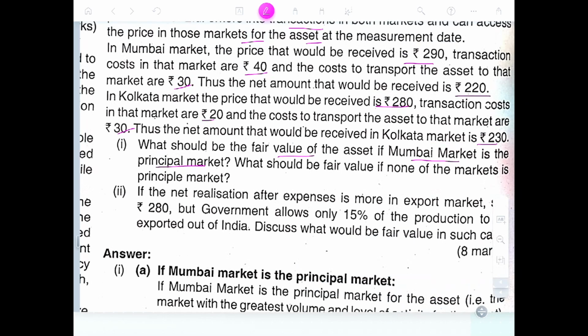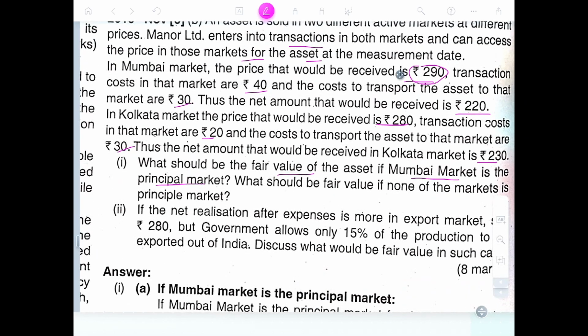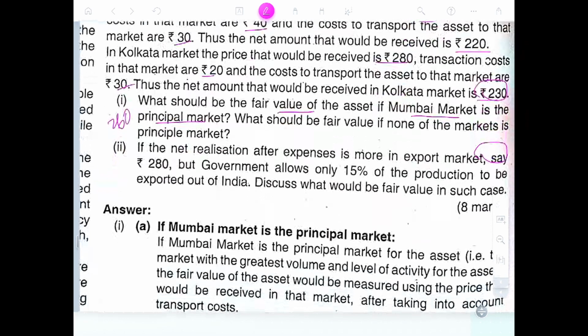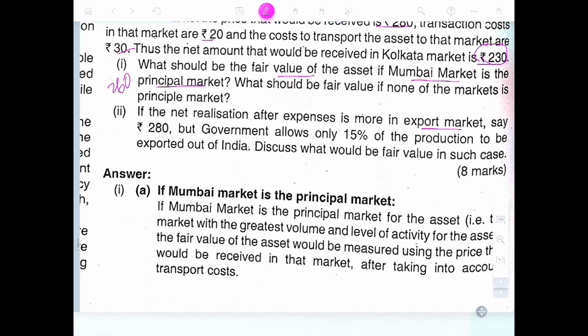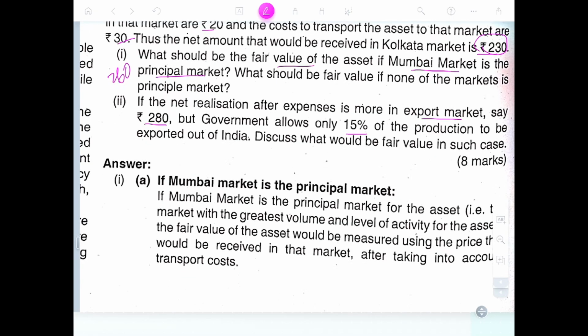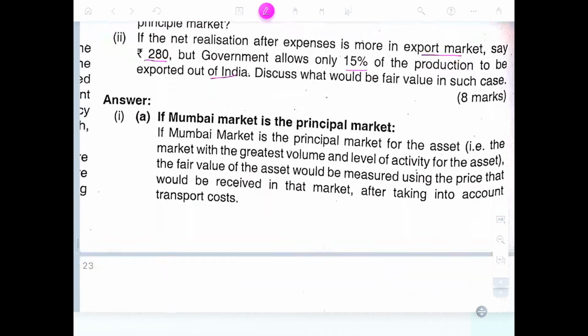Fair value in the Mumbai market will be 290 minus 30, that is 260. And in the non-principal market it will be 230, the Kolkata market. If the net realizable amount after expenses is more in an export market, say 280, but the government allows only 50 percent of the production to be exported out of India, discuss what the fair value is.